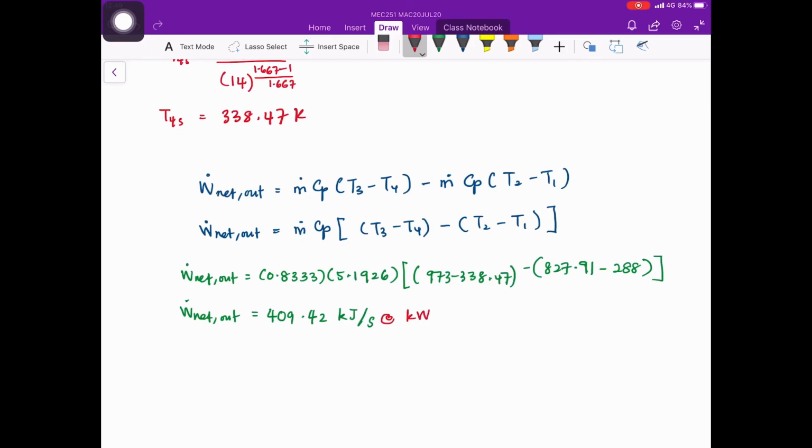You may also want to try to find the value for the power net out by using the equation of heat transfer rate in minus heat transfer rate out. Since for a cycle, power net out will be equal to heat transfer rate net in.